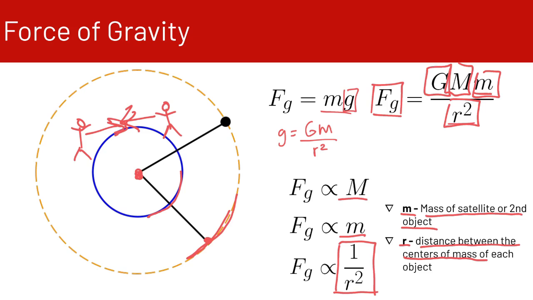Or we could figure out the force of gravity between the sun, which would be the big circle here, and the earth, which would be the little circle here. So the big M would be the mass of the sun, little m would be the mass of the earth. The distance, r squared, would be the distance between the center of mass of the sun and the center of mass of the earth, times big G, multiply those together, and you would get the force of gravity between the earth and the sun.